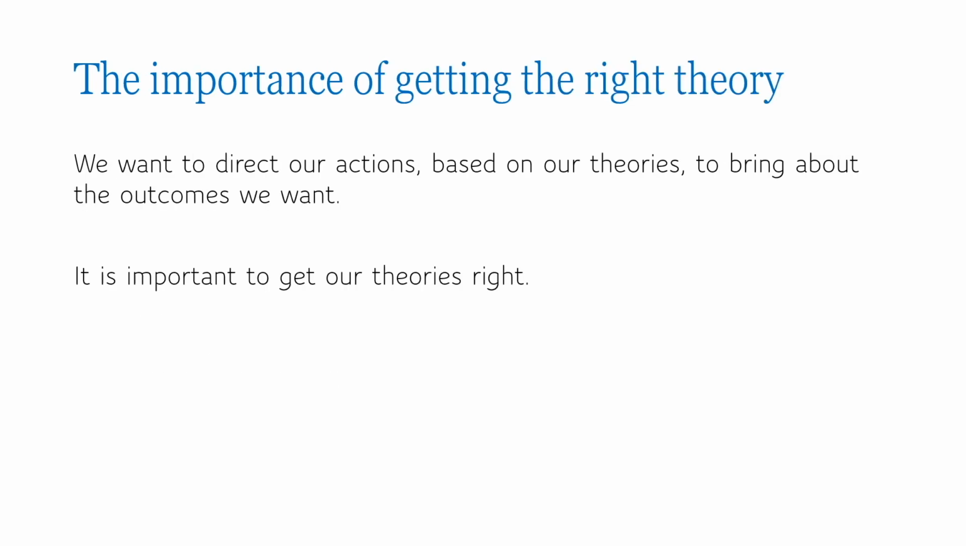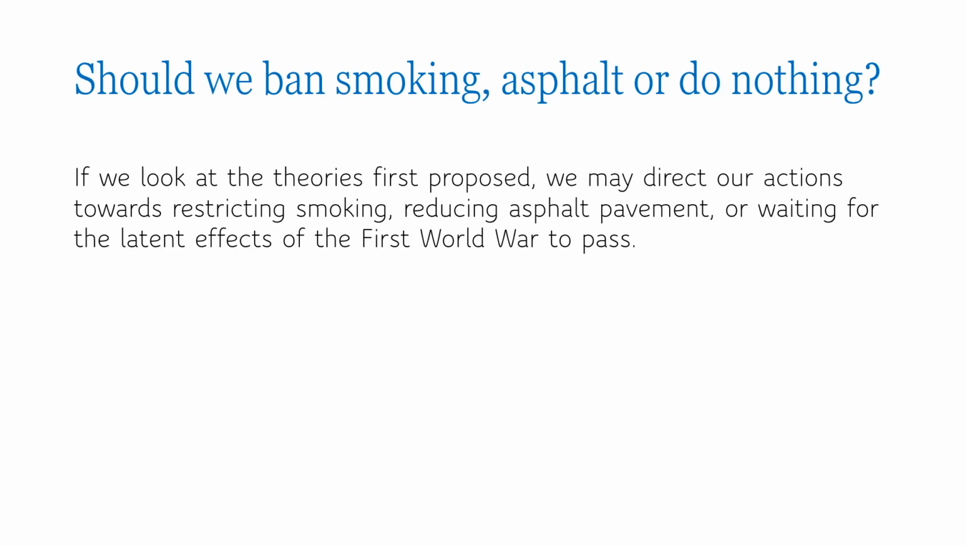We want to direct our actions based on our theories to bring about outcomes we want. It's therefore important to get our theories right. If we looked at the theories first proposed for explaining the rise in lung cancer cases, depending on which one we adopt, we may direct our actions towards restricting smoking, reducing asphalt pavement, or waiting for the latent effects of the First World War to pass.